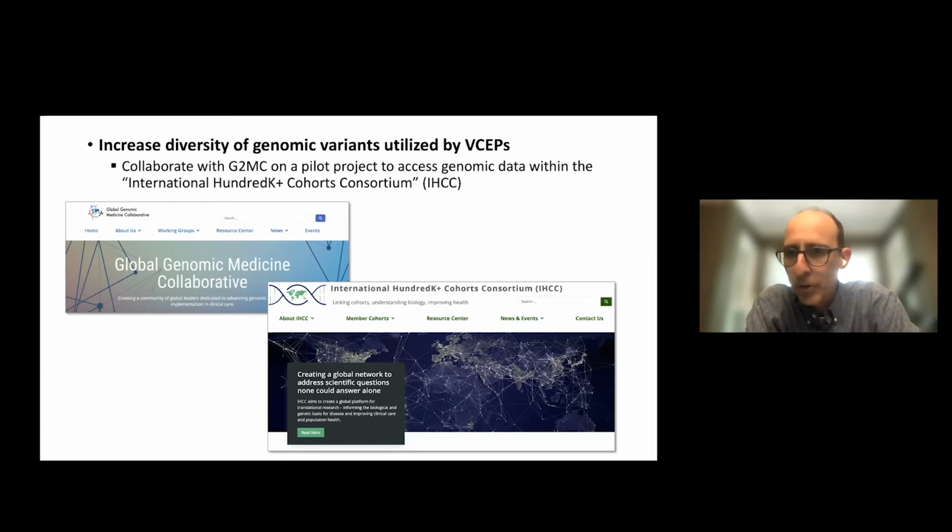So we're interested in building up our collaboration with the G2MC, and also the G2MC has a resource called the International 100K Cohorts Consortium, where they have pulled together a number of investigators across the country, across the world, who have various cohorts with and without phenotypic information. And we are going to have a pilot project between one of our VCEPs and the IHCC to see if we can access data from their consortium in the interest of helping to interpret variants. So those are the various projects that we're working on.